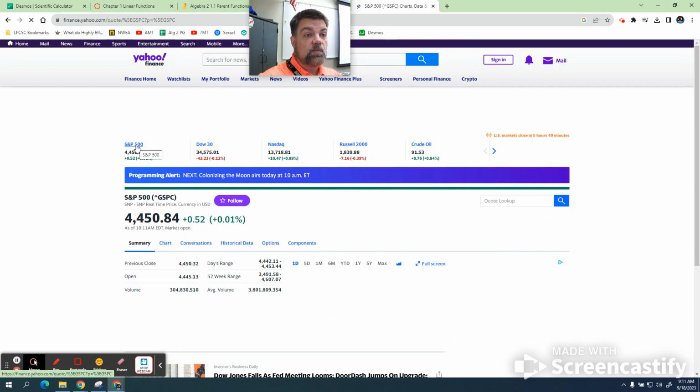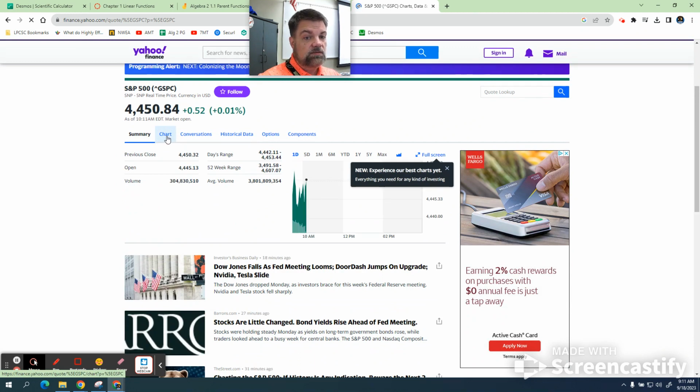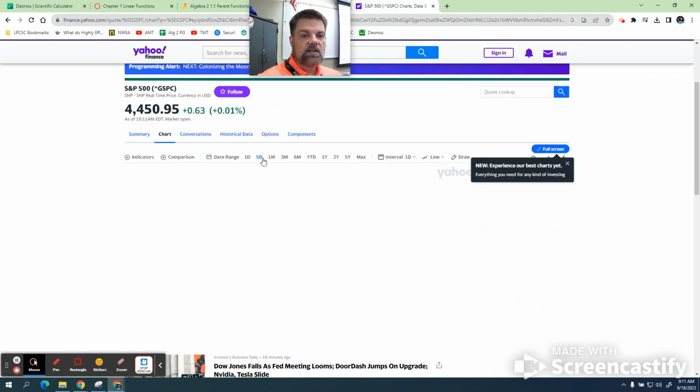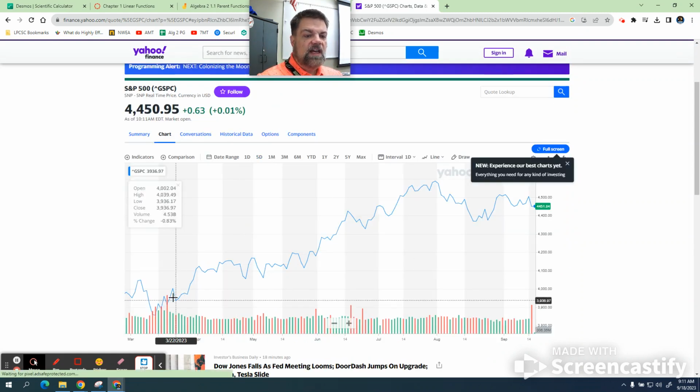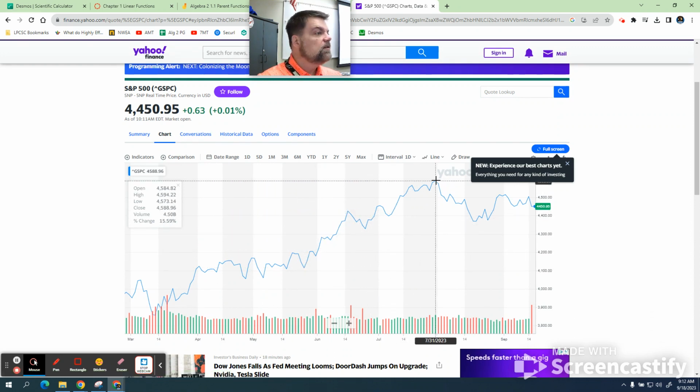As we look at these prices, we'll see based on the stock market, if we look at the chart, it goes up and down. And so we have the stock market that goes up and down, up and down, up and down. And if you look at it, this almost looks like an absolute value function. And so what they do is they make little tiny functions that model the data.